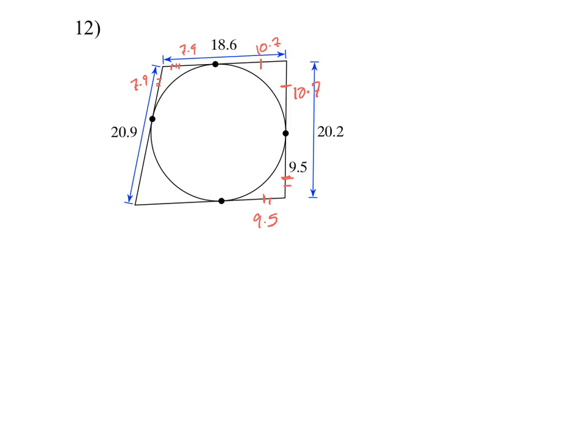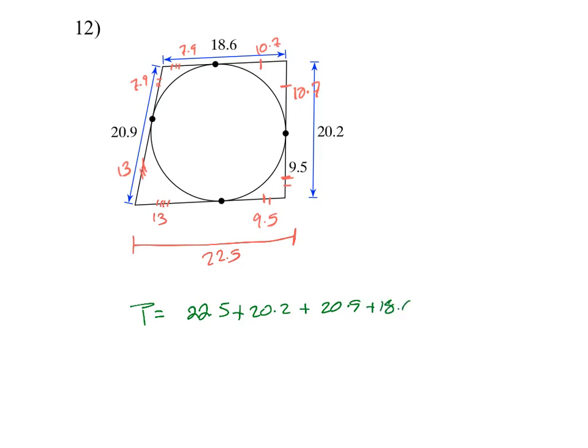This one is 13, right? Because it's 20.9 minus 7.9. Right, so this piece right here is also 13, right? So I know that this whole segment is 22.5. So my perimeter is 22.5 plus 20.2 plus 20.9 plus 18.6. So my perimeter is 82.2.